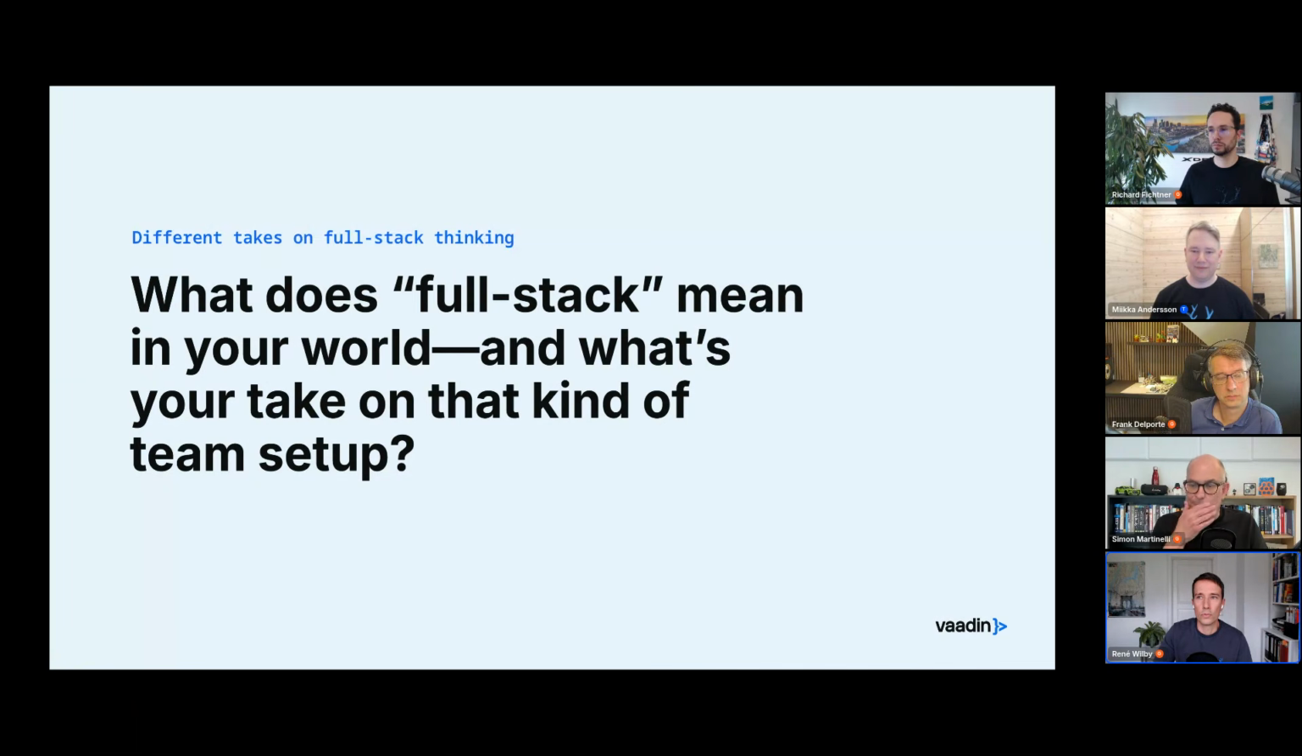And to connect with what Simon said, for me, full stack actually means implementing a requirement end to end. This includes a good understanding of the business domain, the development of the feature in the front end and the back end, but also the responsibility for the continuous integration and delivery and the operation in production. So I would extend this to the ops part as well. Nice. How about you, Frank?